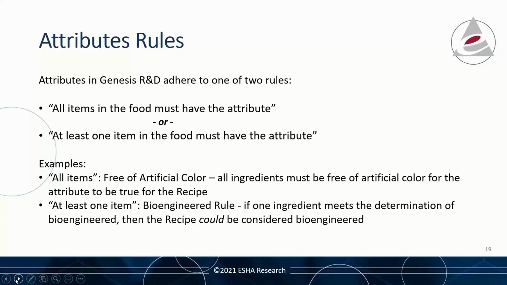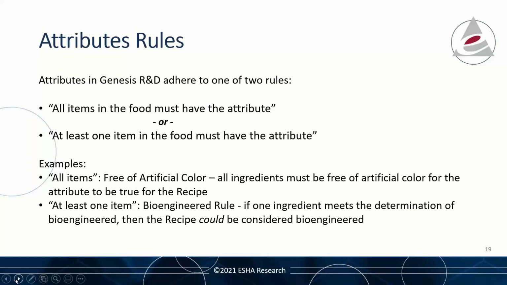On the other hand, Genesis includes a bioengineered attribute. It's already in there. And the bioengineered attribute follows the second rule where at least one item has the attribute. So if one of your ingredients indicates the green check mark for the bioengineered attribute, then your recipe will show the bioengineered attribute with the green check mark.